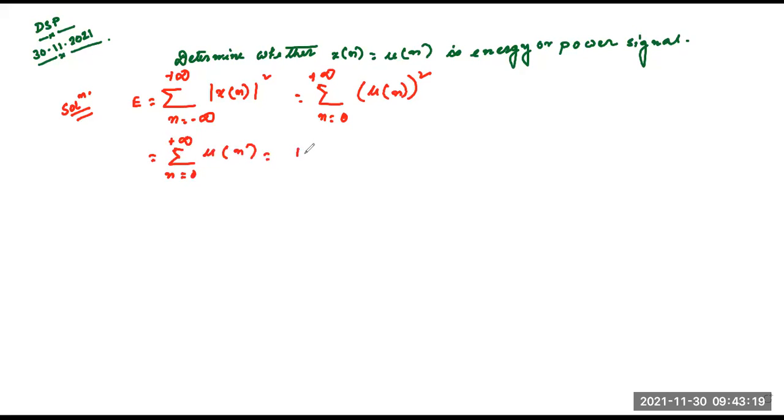If I break it, it will be 1 plus 1 plus 1 plus 1 plus 1, like this, and the value of this is infinity. So energy is infinity. Now what will be the power? Power equals the limit as n tends to infinity of 1 by 2n plus 1.